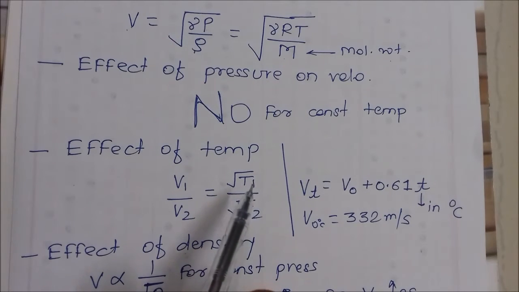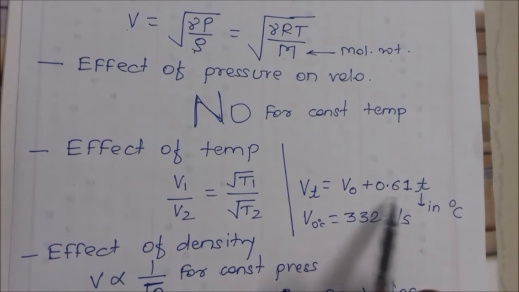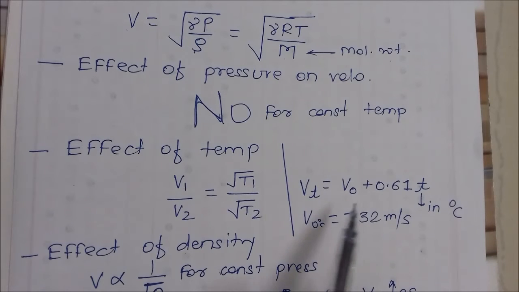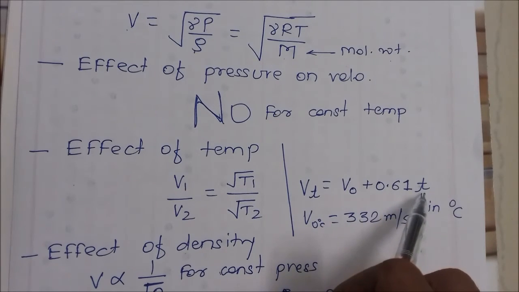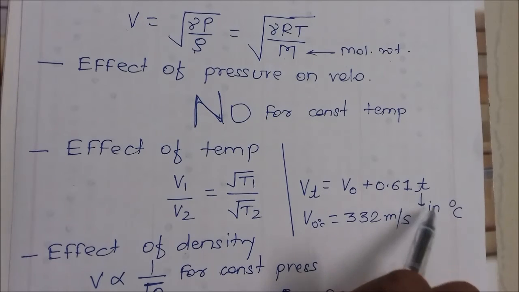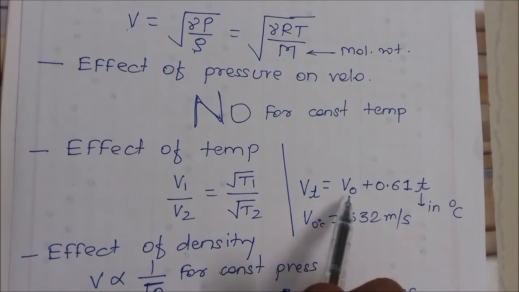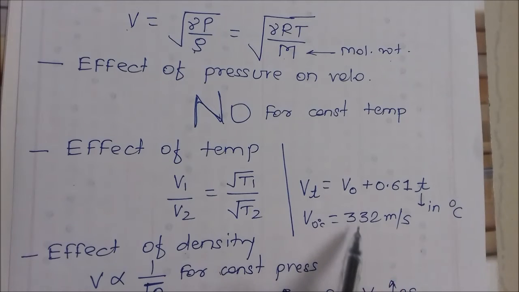If we take temperature in degree Celsius, this is the approximate formula. This is not accurate. This is approximate formula. Vt is equal to how much? V naught plus 0.61 into T. T is temperature in degree Celsius. V naught is velocity at 0 degree Celsius, that is 332 meter per second.